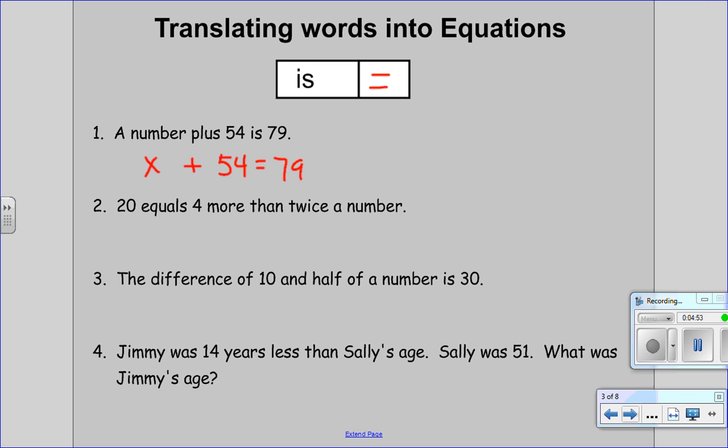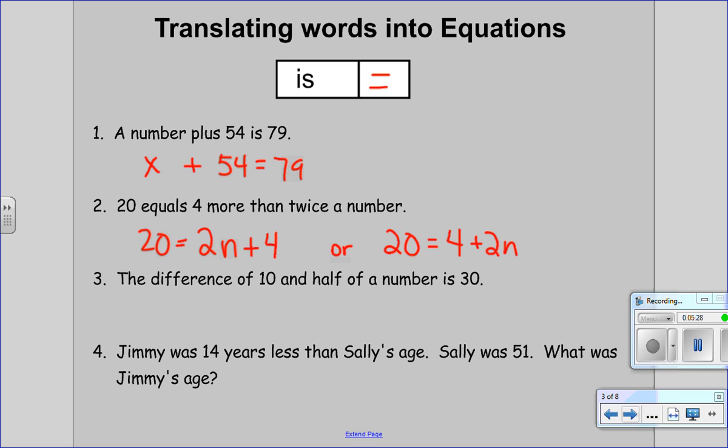Now, if we wanted to, we could solve this equation, which we won't do at this time. 20 equals 4 more than twice a number. Here's an example where I need to think about the whole thing together. Twice a number would be 2 times n, and then 4 more than that would be plus 4. Of course, since it's addition, you could have called this 20 equals 4 plus 2n, and that would also be acceptable.